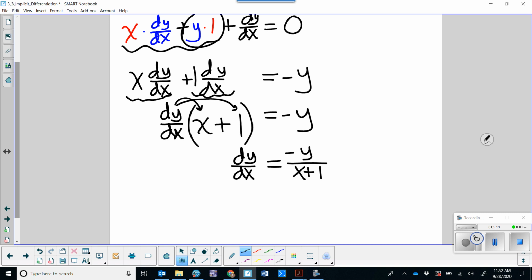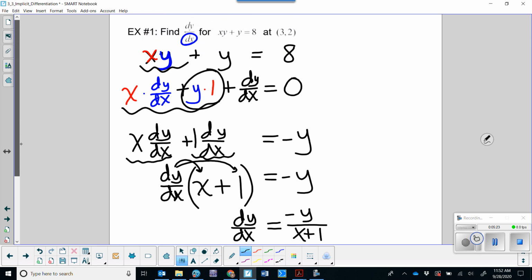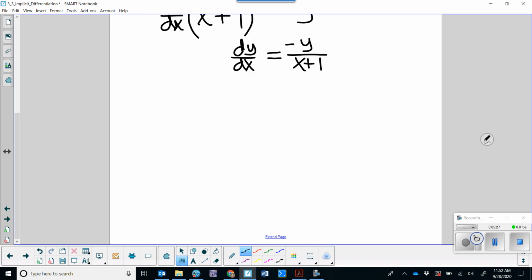Now, the difference here is this says find dy/dx at the point (3, 2). So this is, again, some important notation. This is dy/dx. I found that. Now I have to evaluate it. So I need to write dy/dx, and then remember that vertical bar. And then since it's an x and a y, just put the point there.